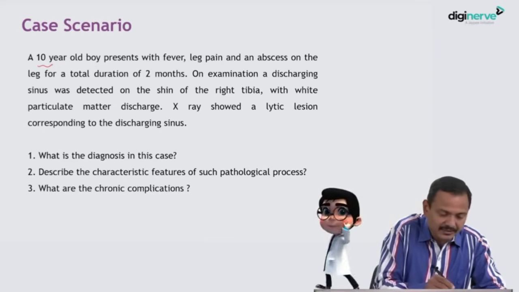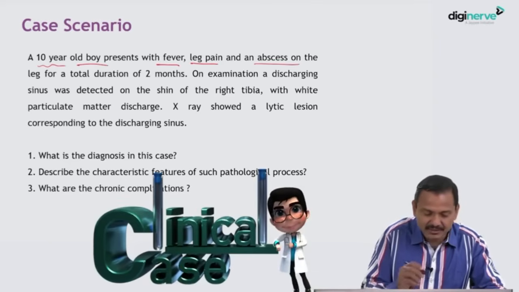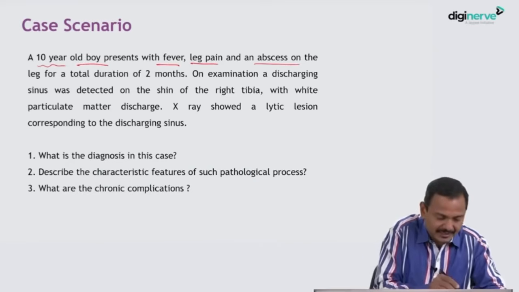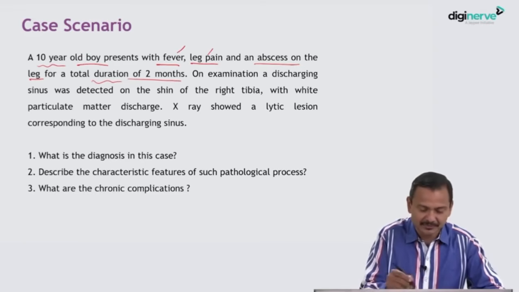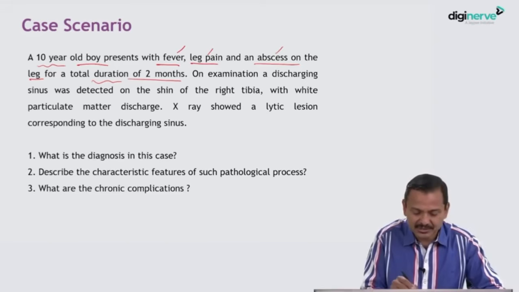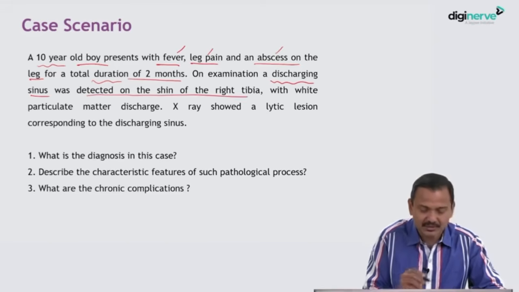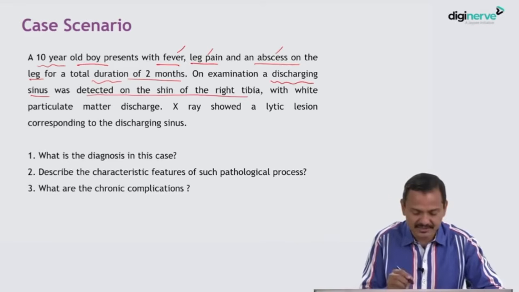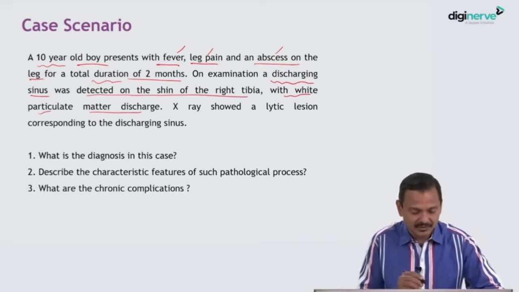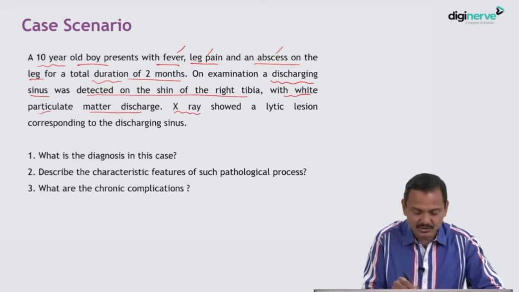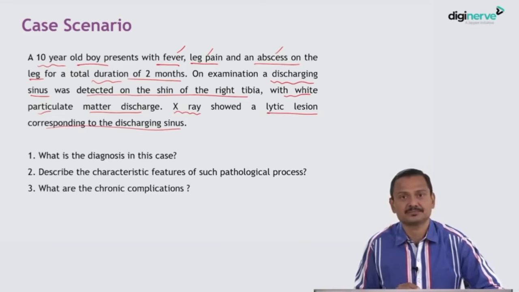Here comes a 10-year-old boy who presents with fever, leg pain and a swelling or abscess on the leg for a 2-month duration. On examination, there is a discharging sinus on the skin of the tibia, with white particulate matter discharge. On investigation, the X-ray showed a lytic lesion corresponding to the discharging sinus.